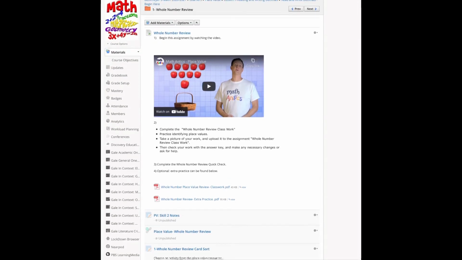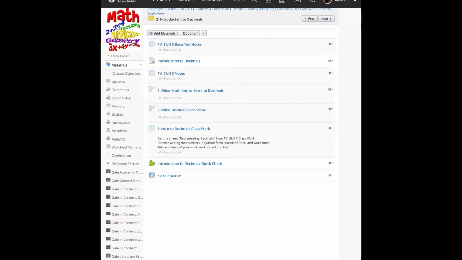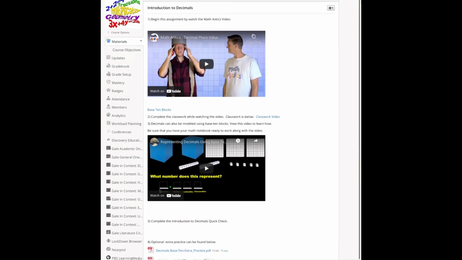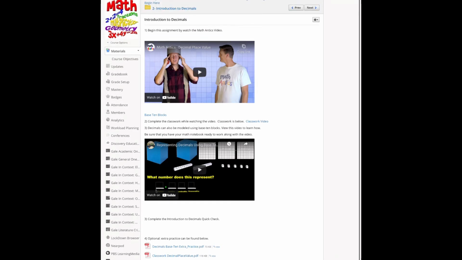Then we can use the back button to get back to each of our lessons. The lessons are all, for the most part, broken down exactly the same. Each one has a page. Here you can see we have a couple of videos that are going to help us out. We have some information here about base 10 blocks. We're going to be using some manipulatives this year so that we can help to understand the basics of decimals.